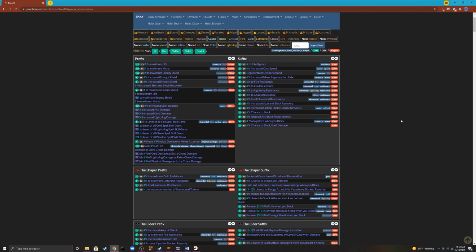Hybrid bases such as strength-int bases don't have the option for both. The only option for a strength-int base is mana gain on block, so it's just a small tidbit to remember when you're looking for these modifiers.